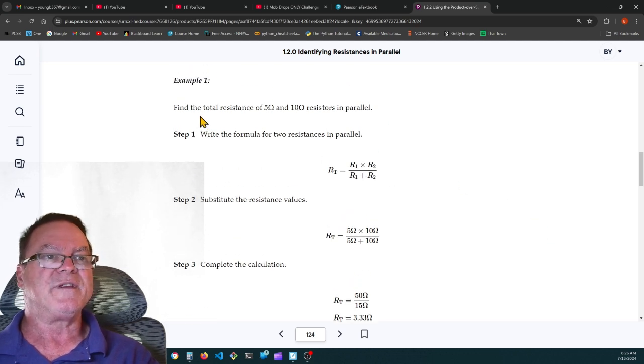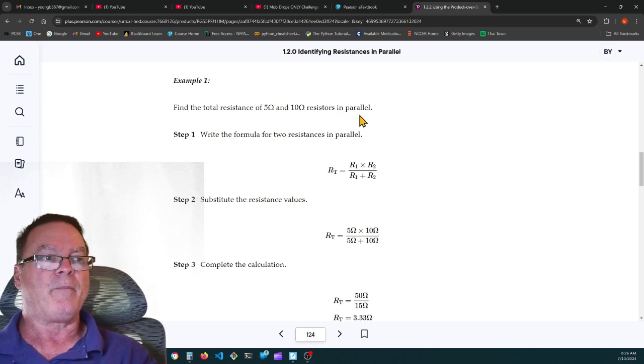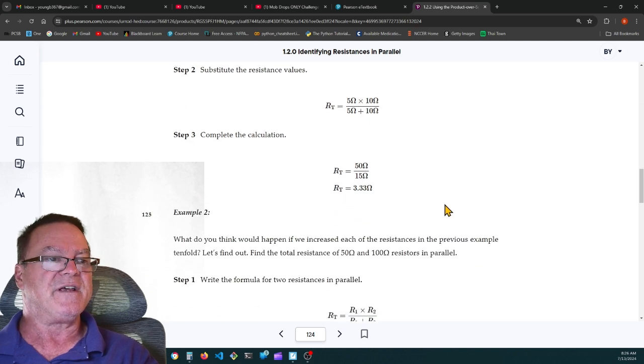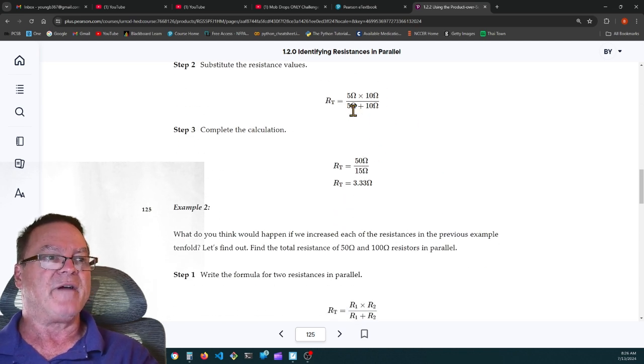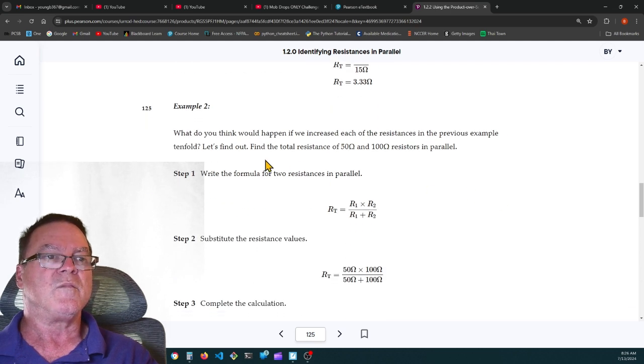So example number 1, they say, find the total resistance of a 5 ohm and a 10 ohm resistor in parallel. So 5 times 10 equals 50, divided by 5 plus 10, which is 15, and 50 divided by 15 is 3.33.